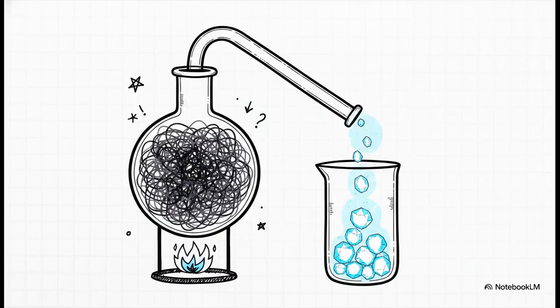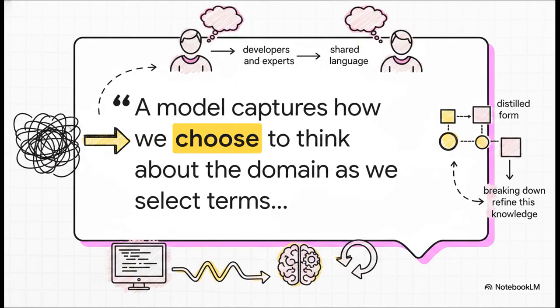The third core utility is that the model is distilled knowledge. Remember, a model is our agreed-upon way of structuring information. Just like we saw with the 18th century map, it's about intentionally dropping the concepts we don't need so we can focus relentlessly on what's essential. It's the pure essence of the domain, extracted into a form that makes it intensely valuable for the software we're trying to build. As Evans puts it, a model captures how we choose to think about the domain as we select terms, break down concepts, and relate them.